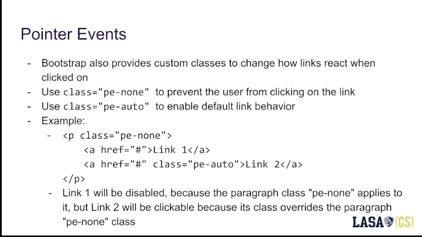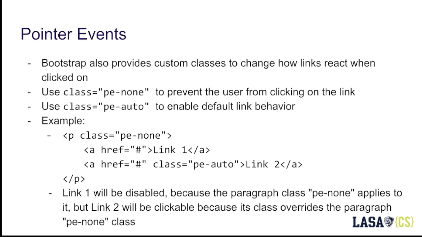Bootstrap also provides custom classes to change how links react when clicked on. Use class equals pe-none to prevent the user from clicking on the link. Use class pe-auto to enable default link behavior. And these class values are inherited from a parent to a child.